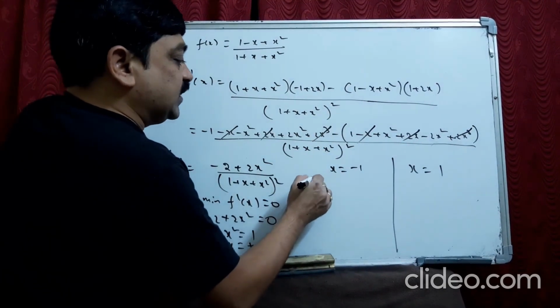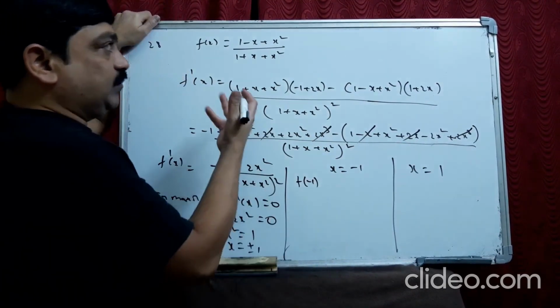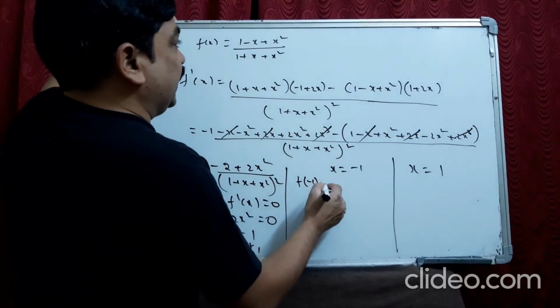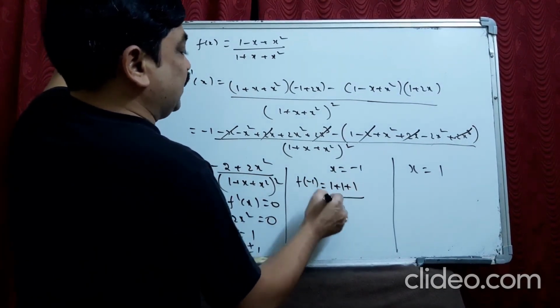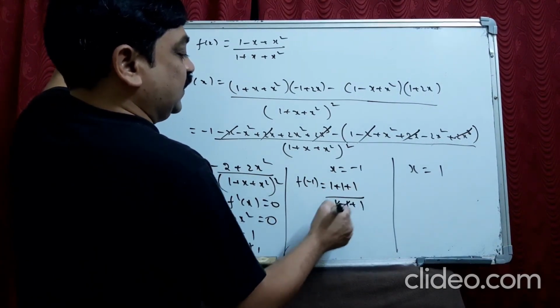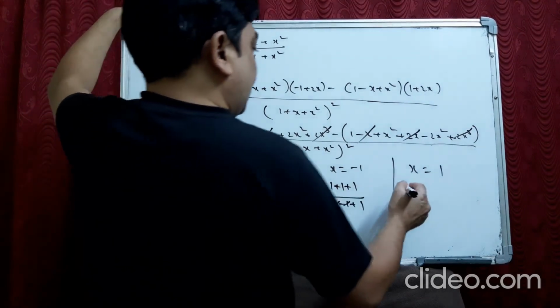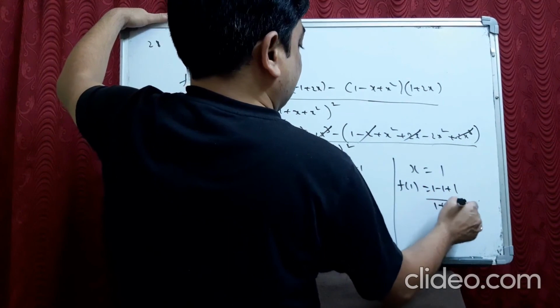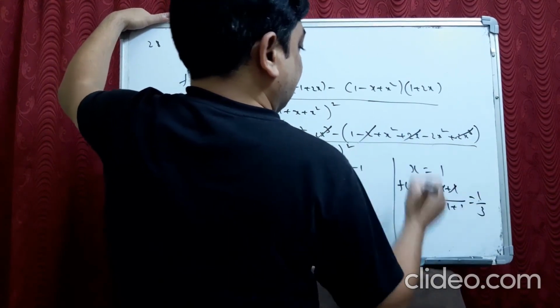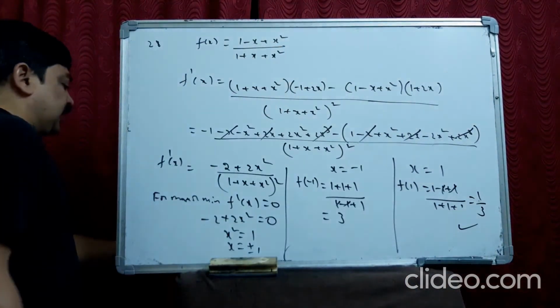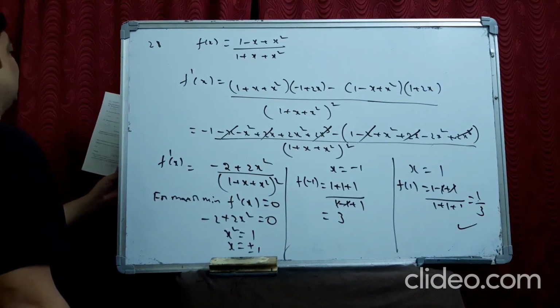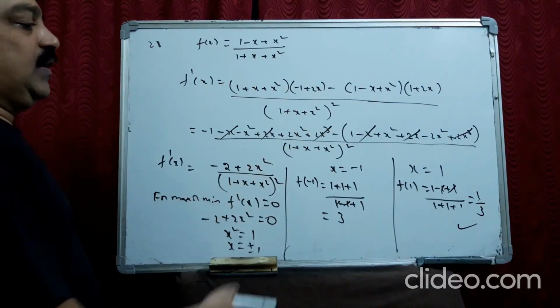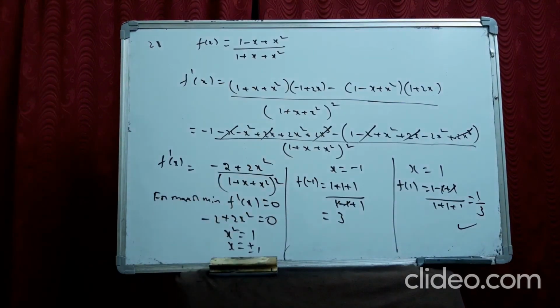Because it is a multiple choice question, f of minus 1 will be 1 plus 1 plus 1 by 1 minus 1 plus 1. It will be 3. And f of 1 will be 1 minus 1 plus 1 by 1 plus 1 plus 1. It is 1 by 3. So minimum value is 1 by 3. They have asked us to find out the minimum value only. It is 1 by 3. If they ask maximum, it is 3. Okay.